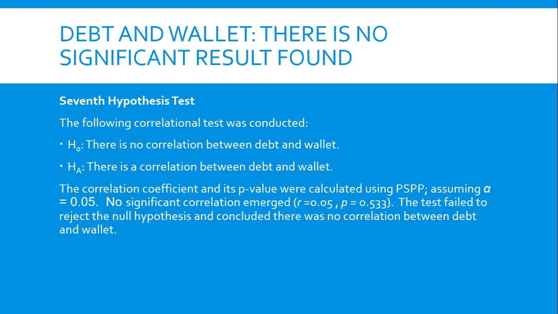Seventh hypothesis. For the seventh hypothesis, the variables were debt and wallet. The R value was 0.05 and the p-value was 0.533. The test failed to reject the null hypothesis and concluded that there was no correlation between debt and wallet.